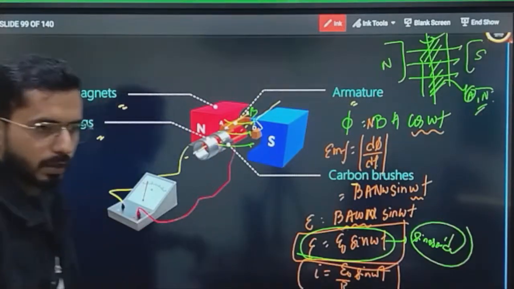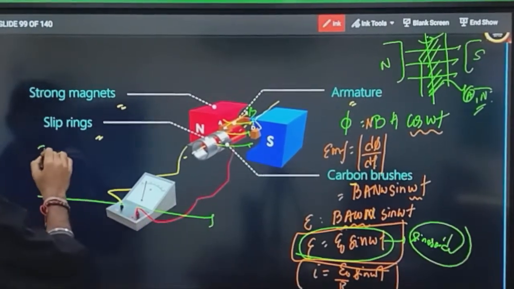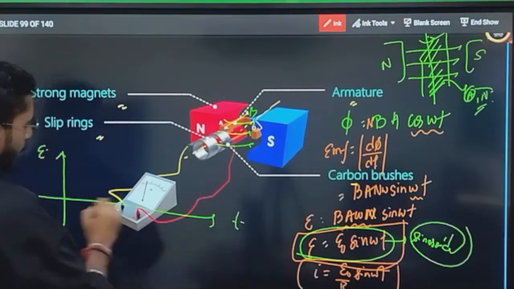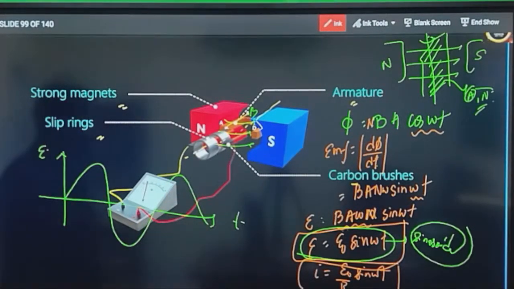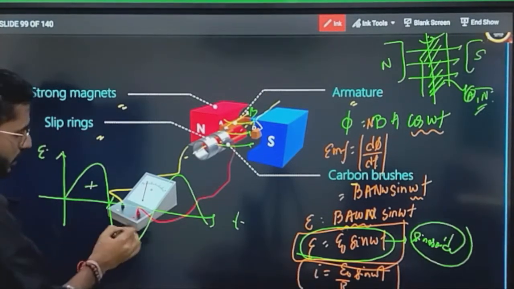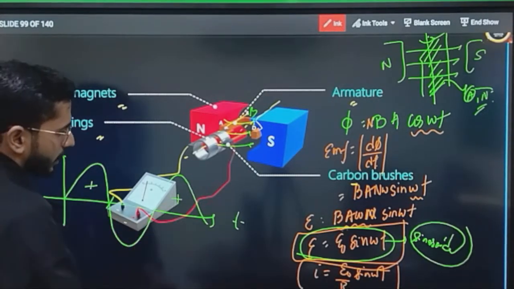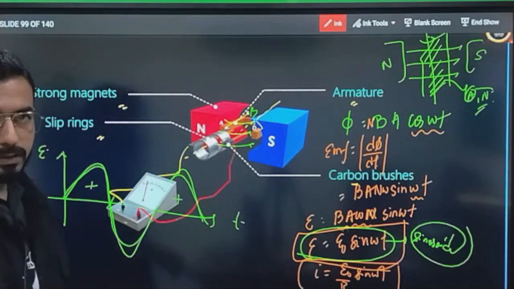That means if I draw the curve of this function, how can I draw the curve of the EMF value with time? I can draw this kind of curve, a sinusoidal function. From here, in this section it is positive, in this section it is negative, in this section again it is positive. That means it is constantly changing its direction as well.